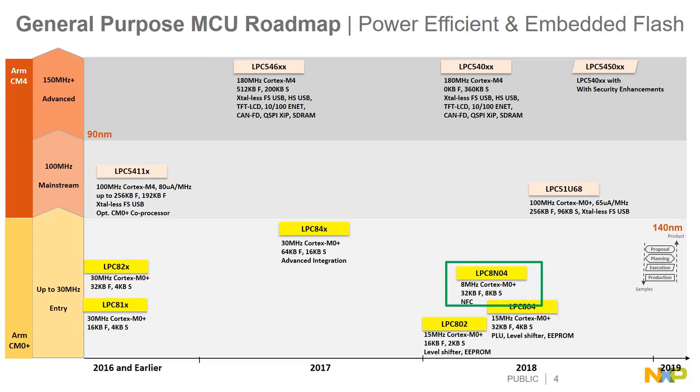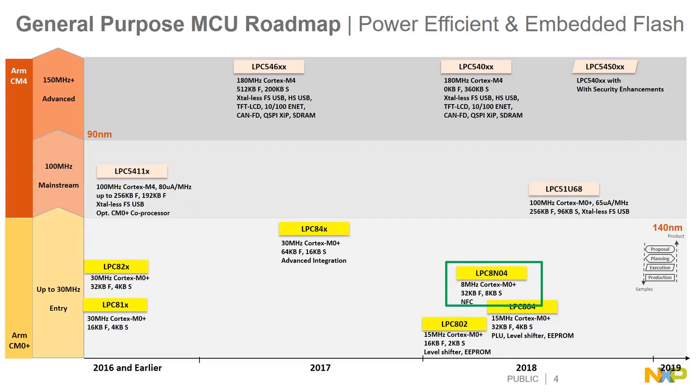If we go to the advanced products, of course, we have a lot of history, but we came up with the LPC540XX this year. This is a flashless device. This is a Cortex-M4 based device with USB, both full speed and high speed, LCD, Ethernet, CAN interface for industrial applications, SDRAM, QSPI.